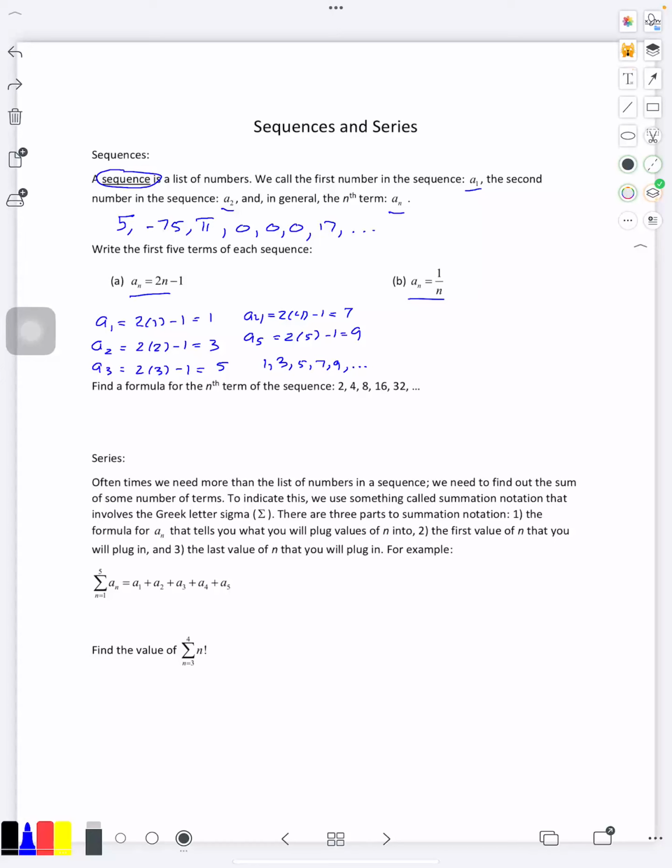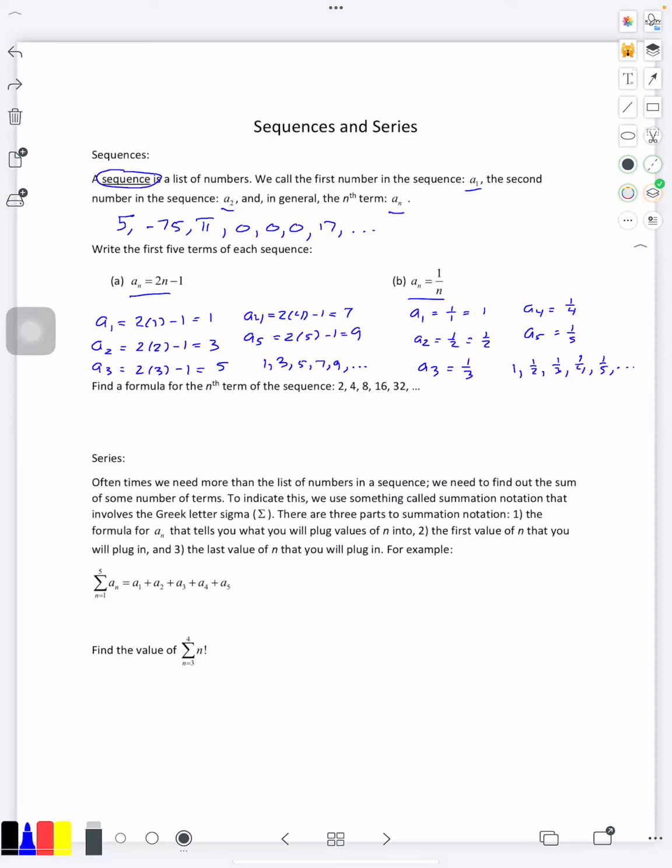Similarly, for the second problem here, if A_n is 1 over n, then A_1 is 1 over 1, which is 1. A_2 is 1 over 2, which is just a half. A_3 is 1 over 3. A_4 is 1 over 4. And A_5 is 1 over 5. And so this sequence written out is 1, 1/2, 1/3, 1/4, and 1/5.